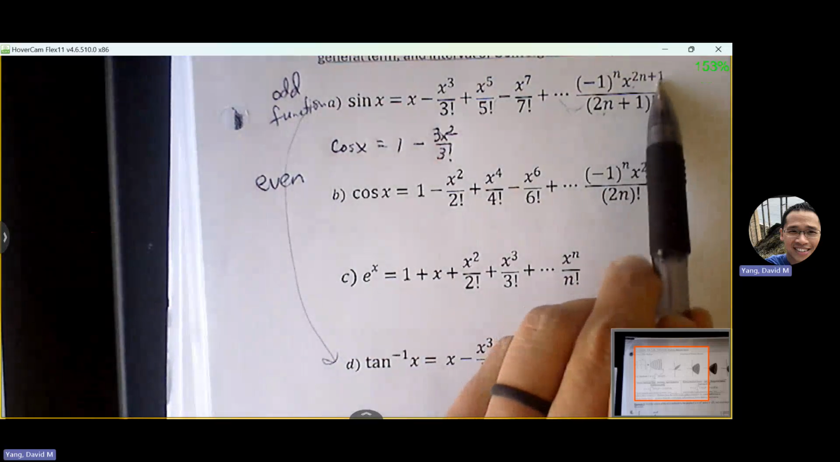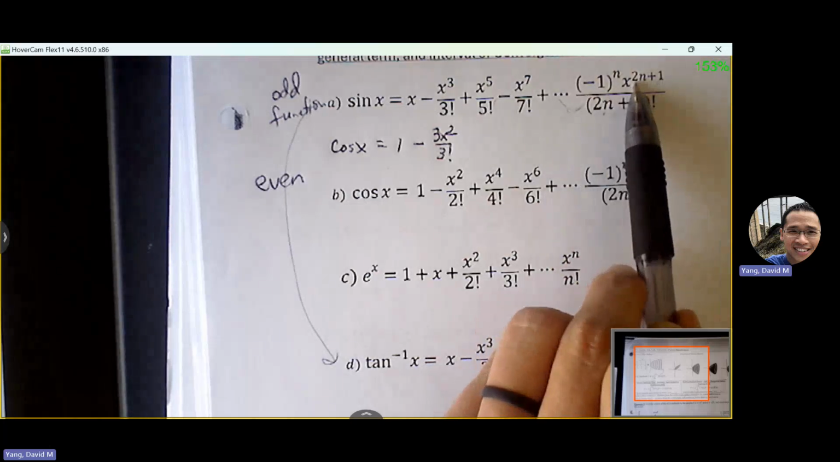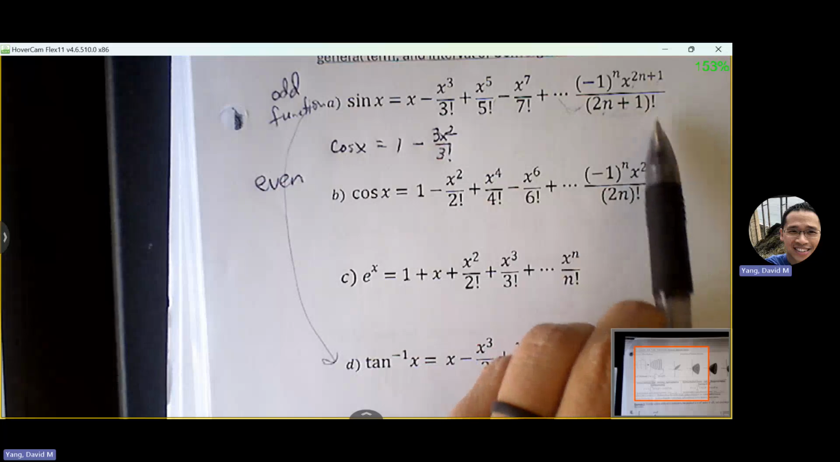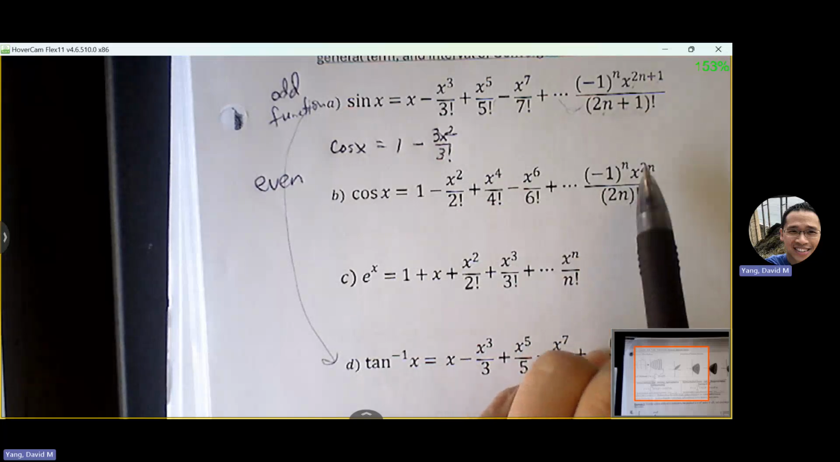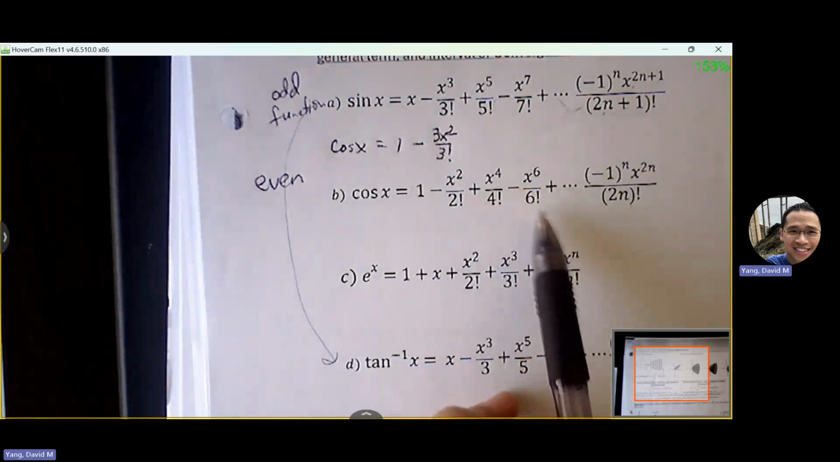If I were to find the derivative of x to the 2n plus 1, I can bring the 2n plus 1 down. This will become x to the 2n. The 2n plus 1's will cancel out. The factorial will drop down to 2n factorial. So it works for the general term. It also works for your individual terms.